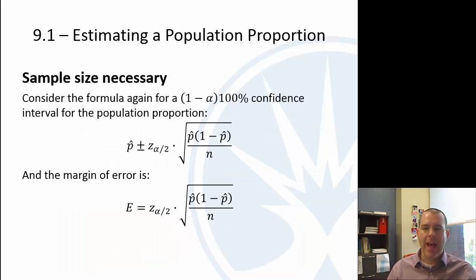Okay, last thing here, a couple more slides. Sometimes we want to work backward. So sometimes we say, you know what, I want a poll that has a margin of error of 2%. How many people should I survey?